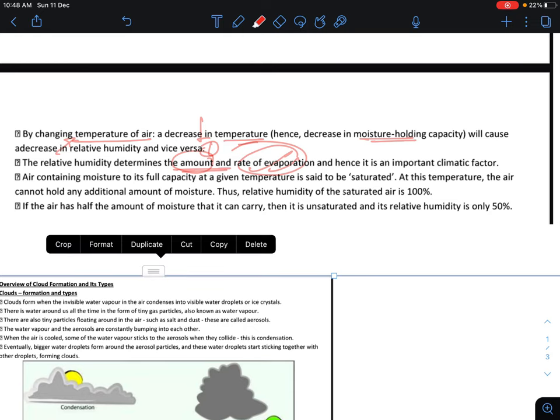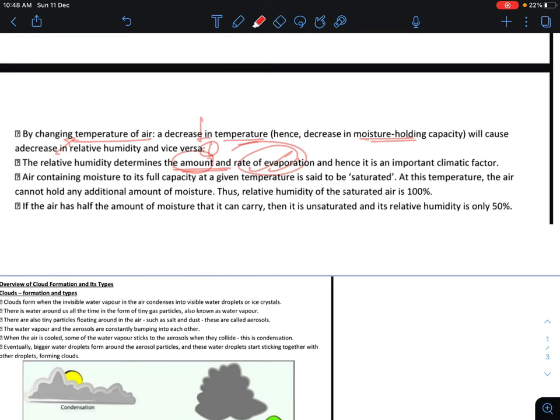Now the last one: air containing moisture to its full capacity at a given temperature is called saturated. We have already studied that saturated air means the relative humidity is 100%. At this temperature, the air cannot hold any additional amount of moisture, and this condition is known as air getting saturated, and this is 100%.